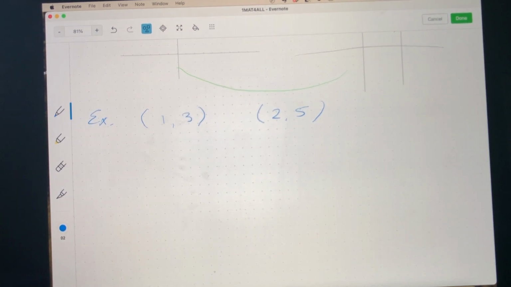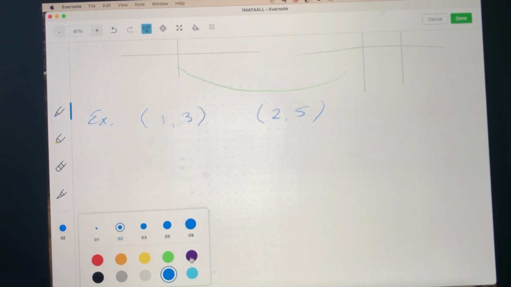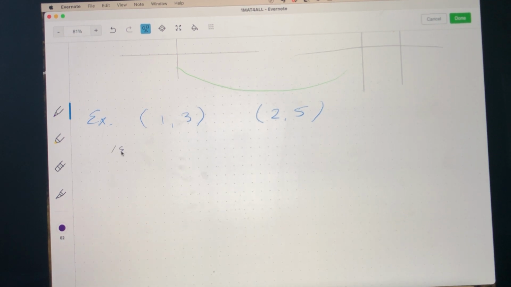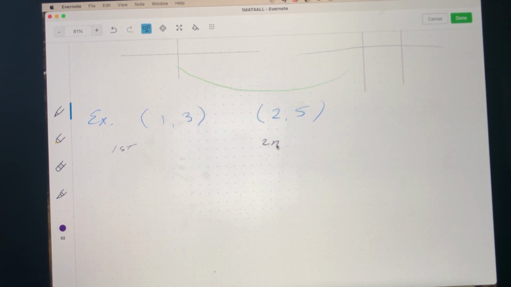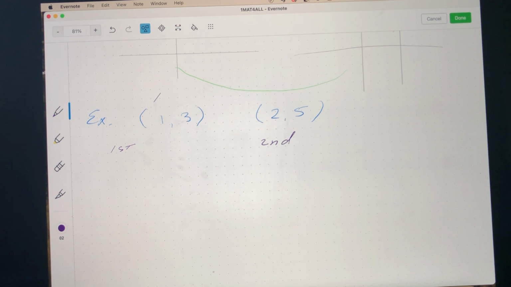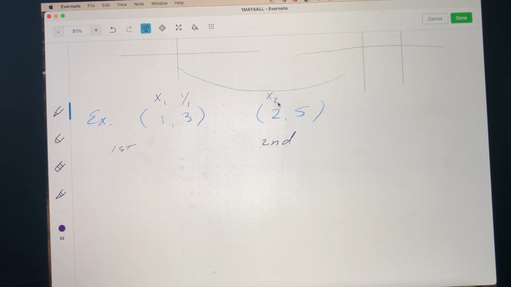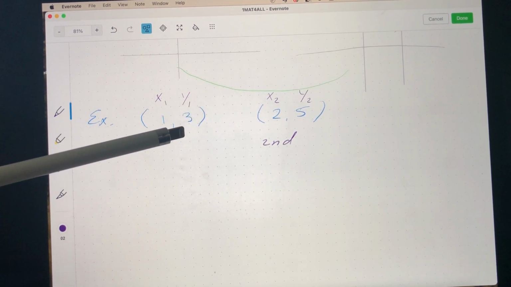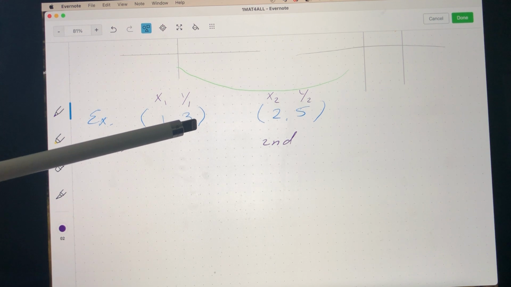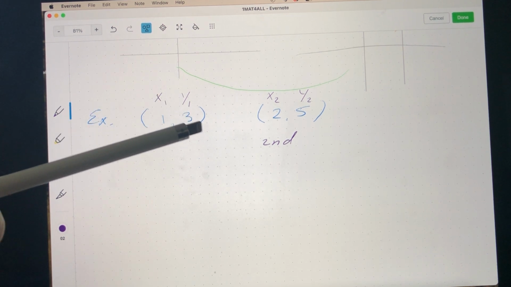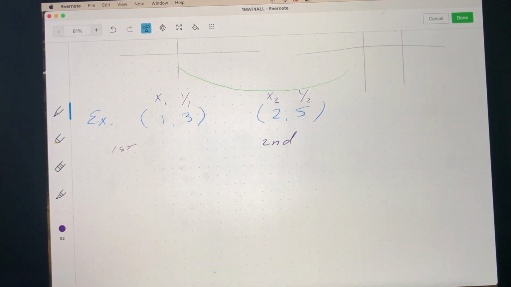And since we have 2 points, we have to tell them apart. So let's call this first point, and let's say this is second point. That means this is the x from the first point, and that's a y from the first point. That's an x from the second point, and that's a y from the second point. So we use the subscripts to tell the points apart, so that I know that the 3 is the y, but from the first point, and the 5 is the y, but from the second point.